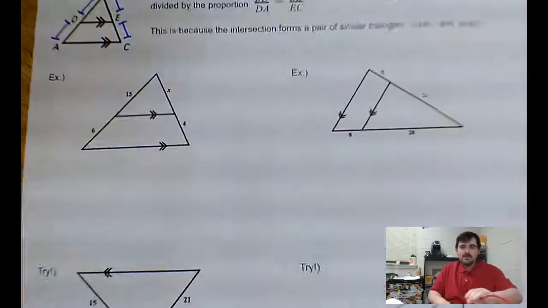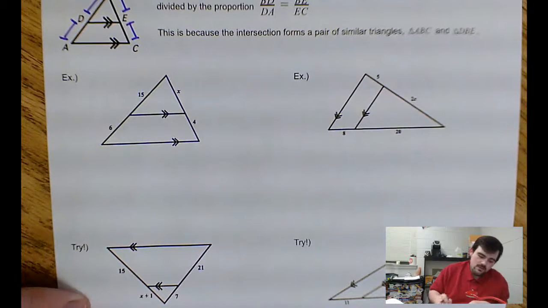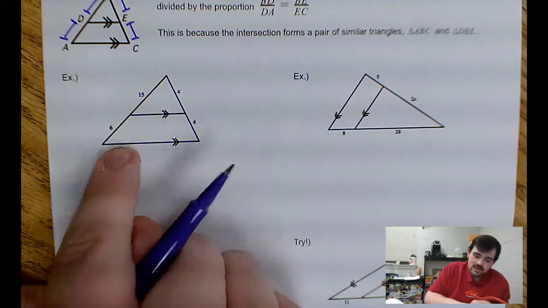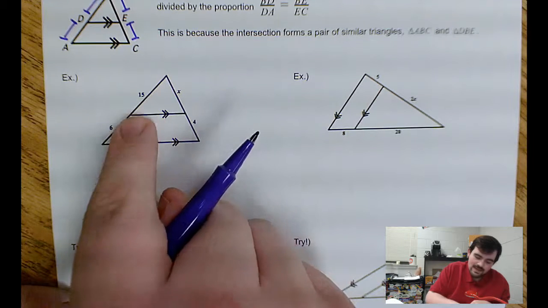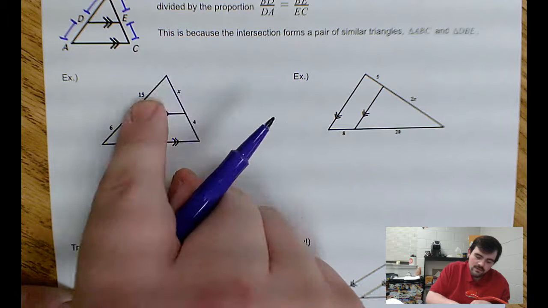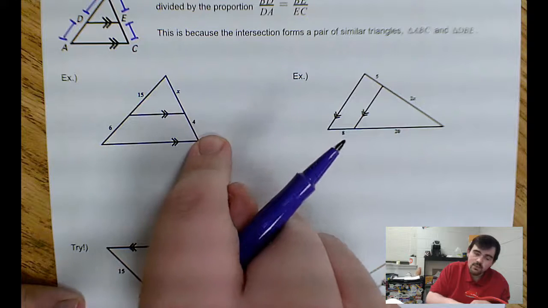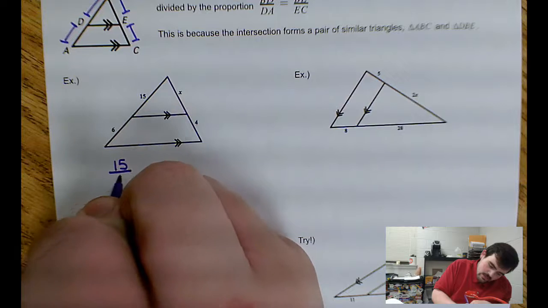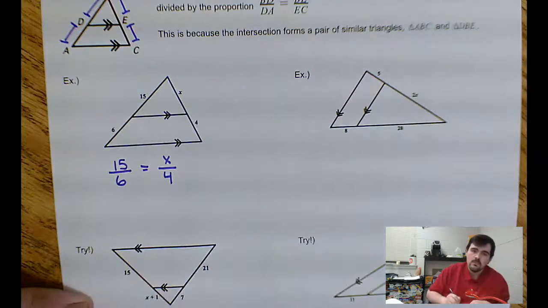So let's set up a couple of these. For each of these, we're just going to solve for x. For the first one, I've got this line segment that is parallel to this third side. On the left side, I have 15 and then 6. The proportion 15 to 6 will be the same proportion as whatever this number is to 4. So set up that proportion: 15 over 6 equals x over 4. And then you just cross multiply.